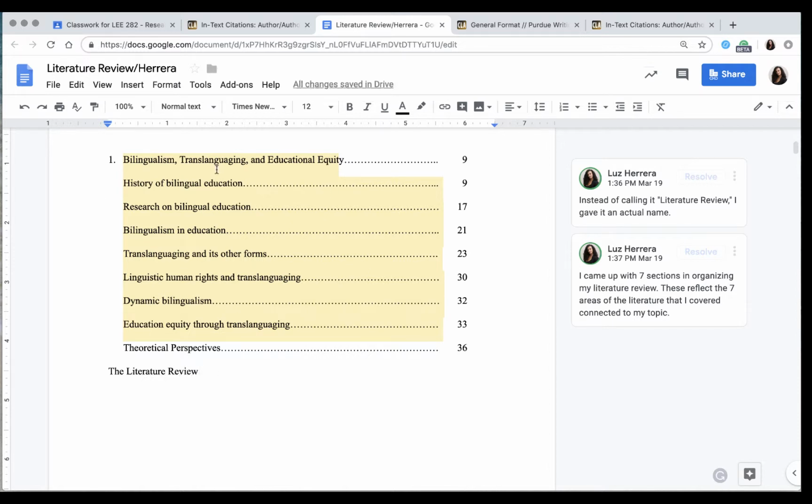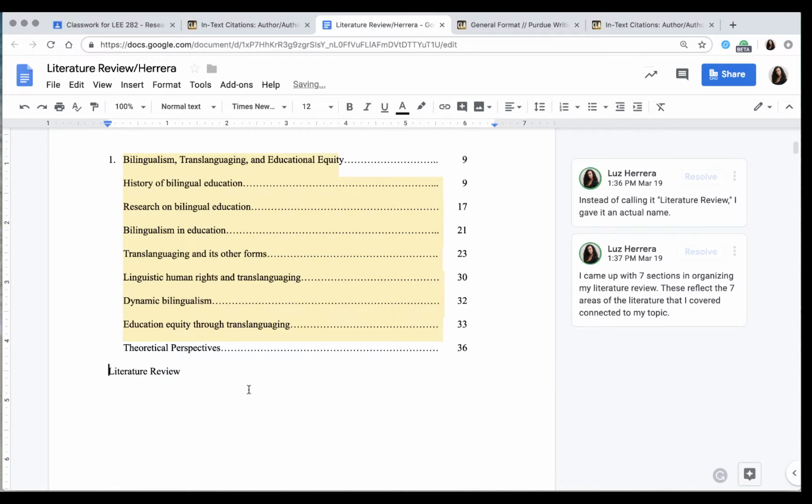And as I mentioned before, I didn't call my chapter on my literature review. I actually gave it a title because all of my literature review was covering the topics of bilingualism, translanguaging, and educational equity. So instead of giving it the generic literature review title for that chapter, I called it something else. You don't have to do this, but you do have that option.